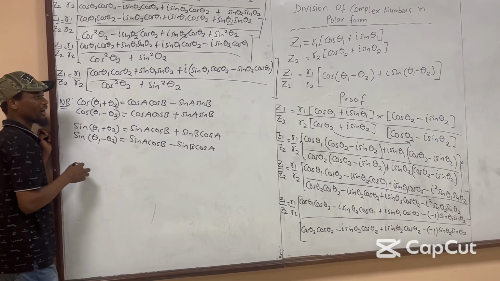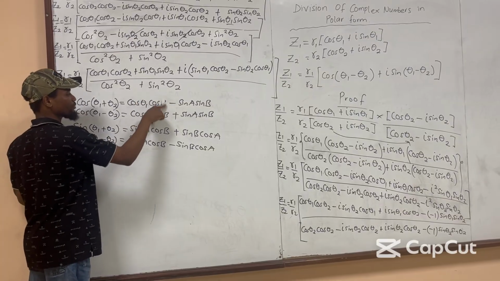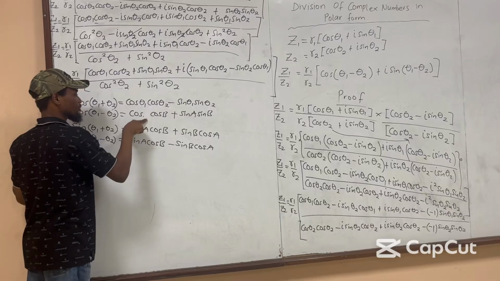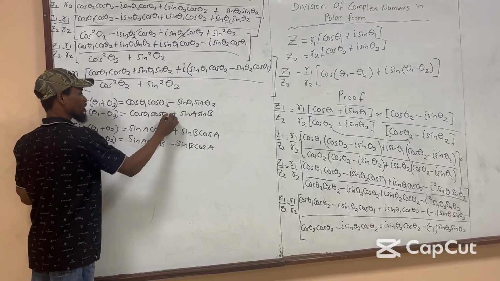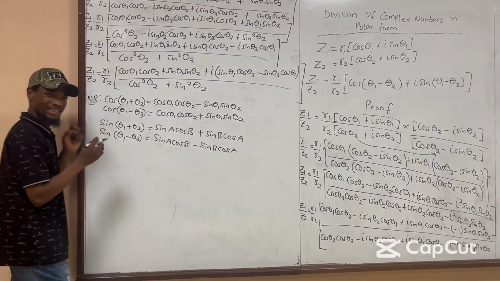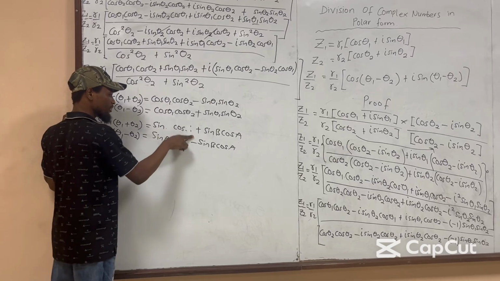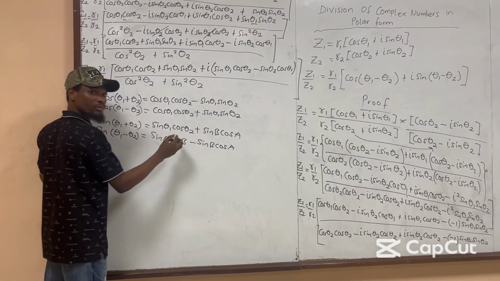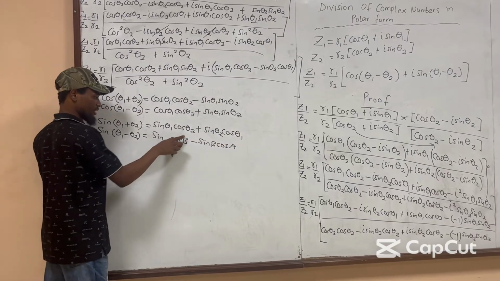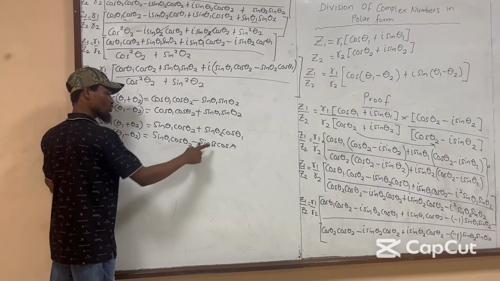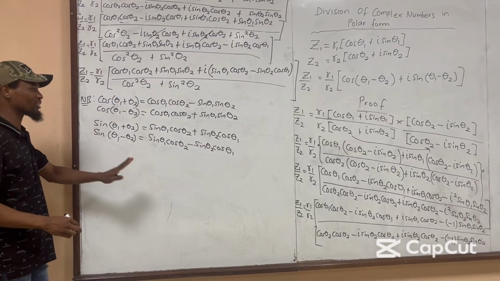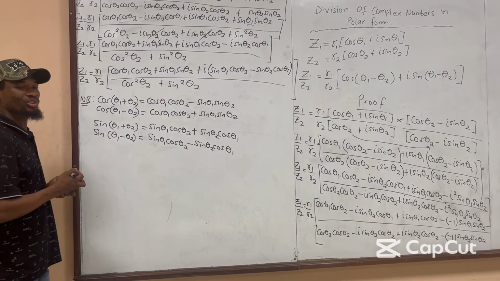As a result of that, I can replace each A with theta 1 and each B with theta 2, step by step, in the sum and difference expressions. If you do it this way, you won't be confused. Okay, so let's do substitution over here.